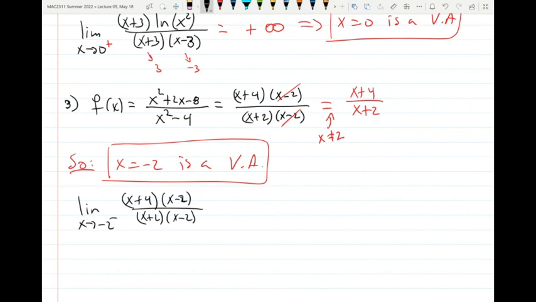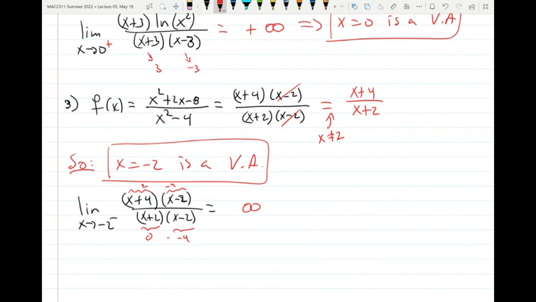So when we take the limit from the left, what happens in the top? This factor goes to what? 2. This one? To negative 4. This one? To 0. And this one? Negative 4. Okay, so we have a number on top, right? Namely negative 8. And we have a 0 on the bottom. So we know we are getting an infinity, as expected. So we have a vertical asymptote.